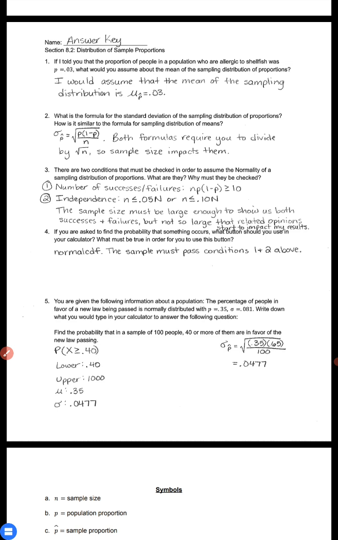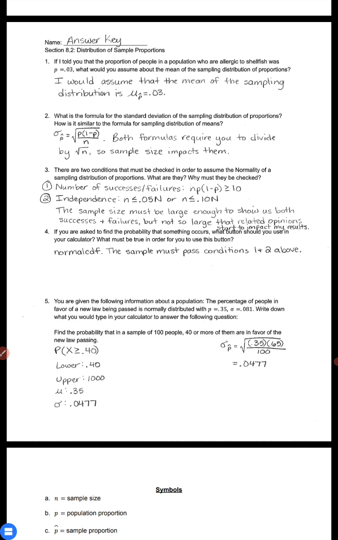Okay, so it tells me that it's normally distributed, so I know that this population is bell-shaped. It has a proportion of 0.35, and we're not told what we're being asked about here, so we don't know what that proportion of people agreed with. And it had a standard deviation of 0.081, okay?